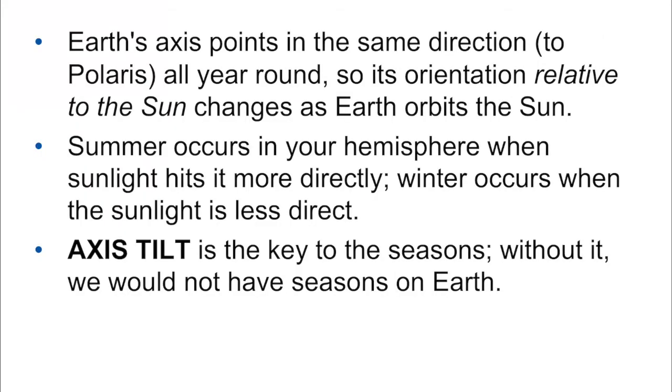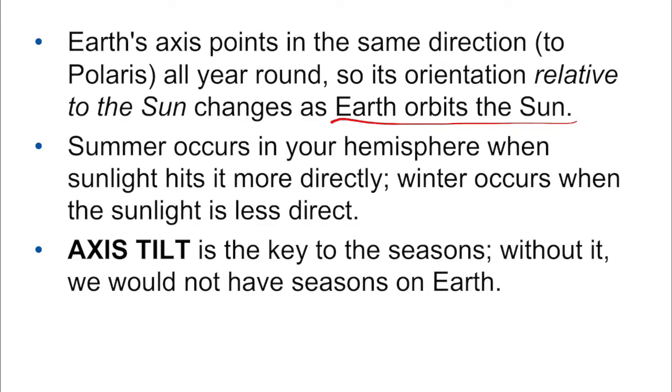Okay, moving on. So Earth's axis points in the same direction to Polaris all year round, okay? And that, of course, would be the top of the axis, or the northern pole, right? Now, the south end of the axis points towards some faint star that doesn't have a special day. So its orientation relative to the sun changes as the Earth orbits the sun. I showed that by drawing that red line two slides ago, right? So the orientation towards the stars is unchanging, thus the orientation towards the sun is changing.